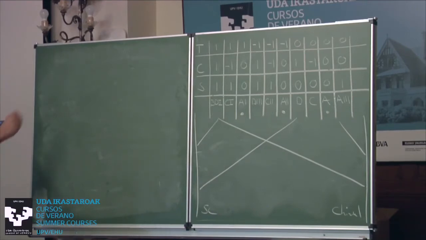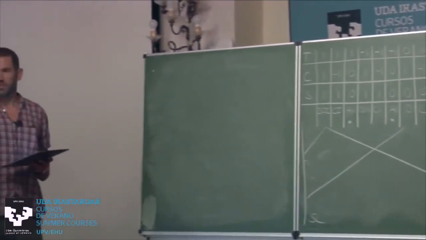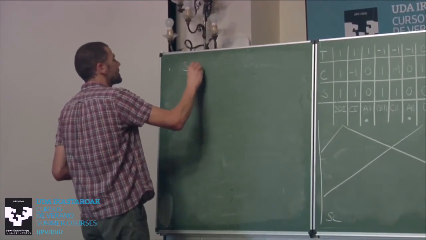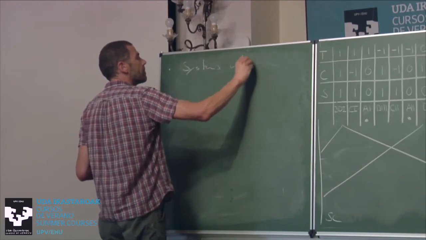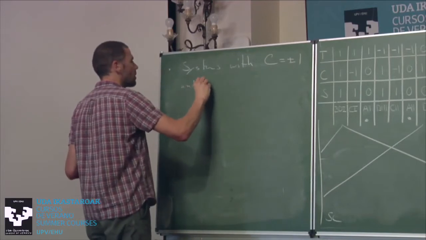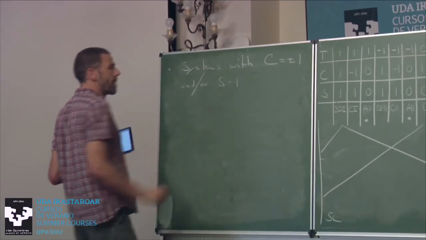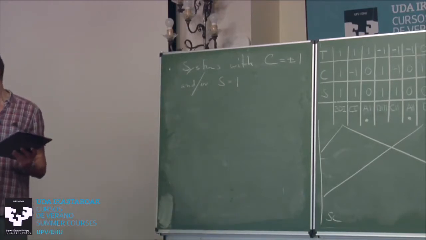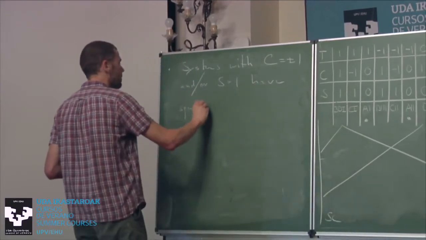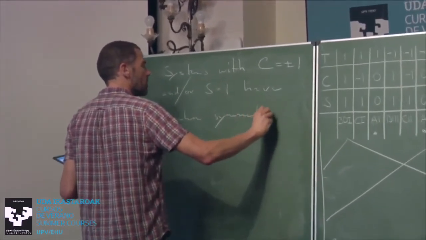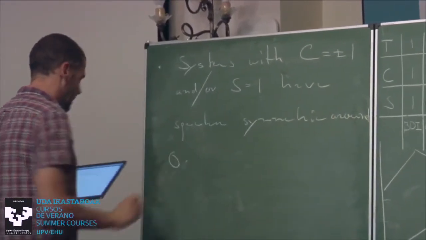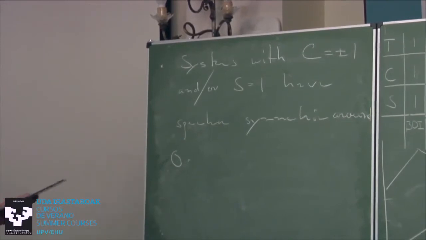Now, what else can we say in ultra general terms about the non-standard symmetries? The thing is that systems with C equals plus or minus 1 and/or S equals 1 have single particle quantum spectra that are symmetric around 0. And the reason for that is as follows.